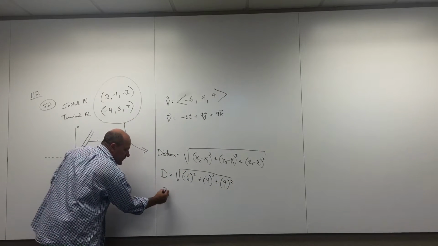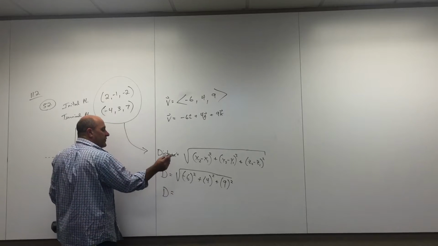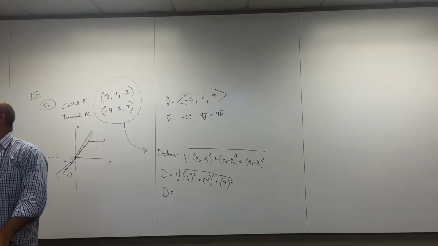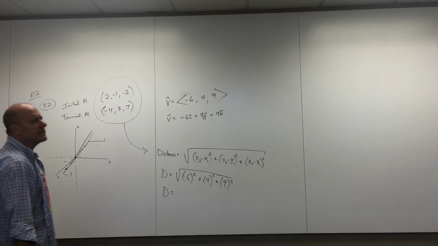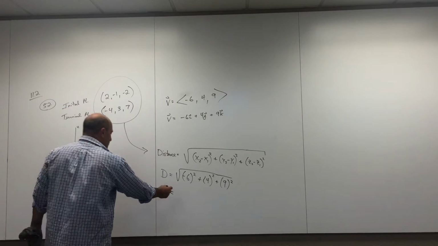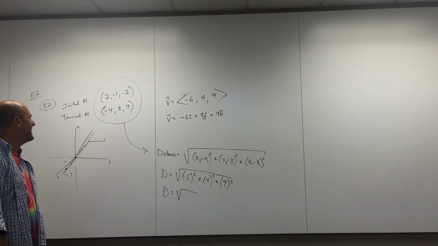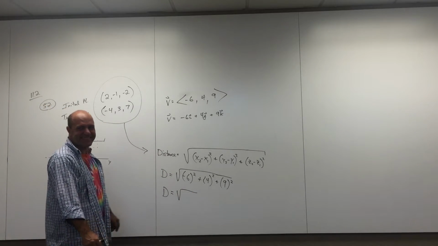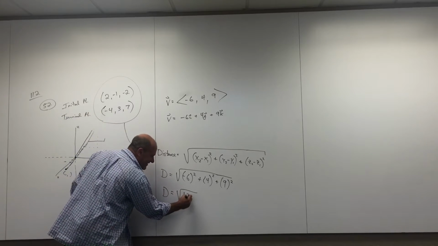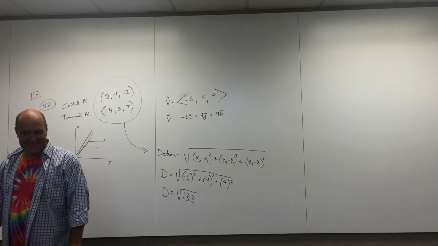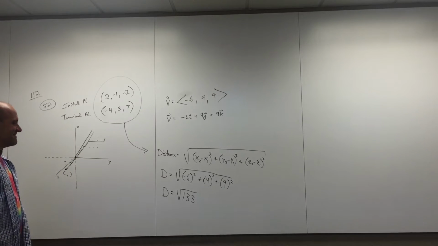And we get this distance. 36 plus 16 plus 81. That's 133. All right, the square root of 133, which is approximately 11.53. Well, you know me, I don't like that answer.